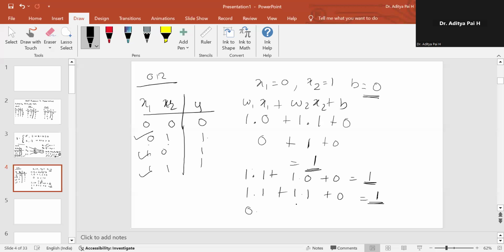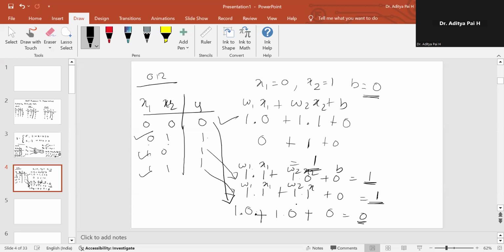You can see these three conditions. If x1 is 0 and x2 is 0, then 1 into 0 plus 1 into 0 plus b, which is 0, will be equal to 0. That is why this condition is 0, which is nothing but false. Here this is my w1, x1, w2, x2, and b, and the same way for each of the others. So it is proved that if you take your b value as 0 and perform this truth table for the OR function, this is the output which you will be getting.